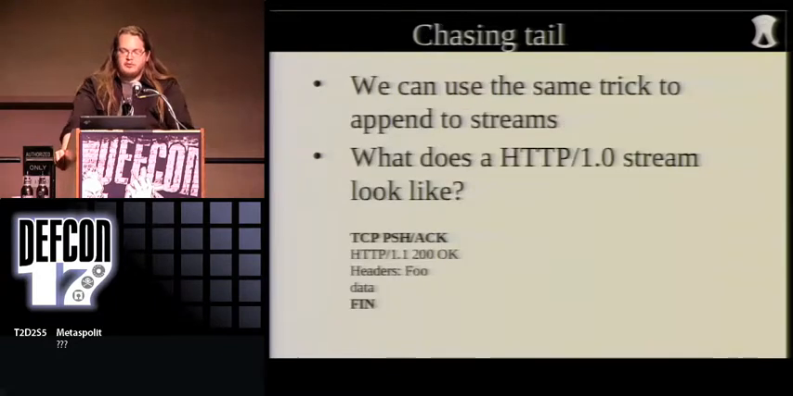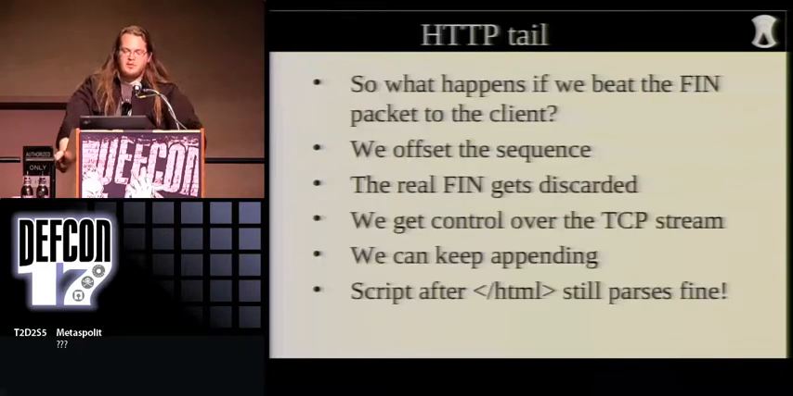We can also use the same trick to append to TCP streams. What does an HTTP 1.0 stream look like? For starters, it looks like HTTP 1.0, which is unlike my example, so I forgot to update these slides. But it basically looks like response okay, headers, data, and a FIN packet. What happens if we beat that FIN packet to the client? It means we advance the sequence numbers. The real FIN gets discarded, and we get control over the TCP stream. We can keep appending however long we want to do.